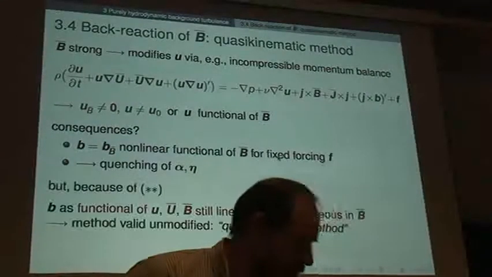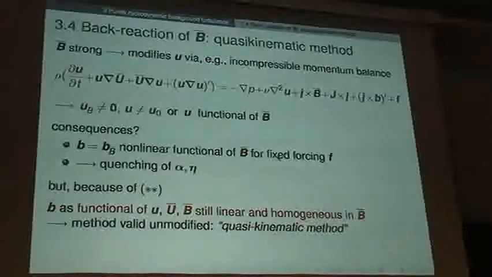But if we change our viewpoint, and this refers to one equation which is not too far away, simply the induction equation for the fluctuating magnetic field, and consider the magnetic field fluctuations not as functionals of B mean and the forcing, but instead as functionals of the velocities and the mean field, then we have to concede that this function is still linear and homogeneous in the mean B. A mathematical trick if you want, but I think it's hard to argue against that.